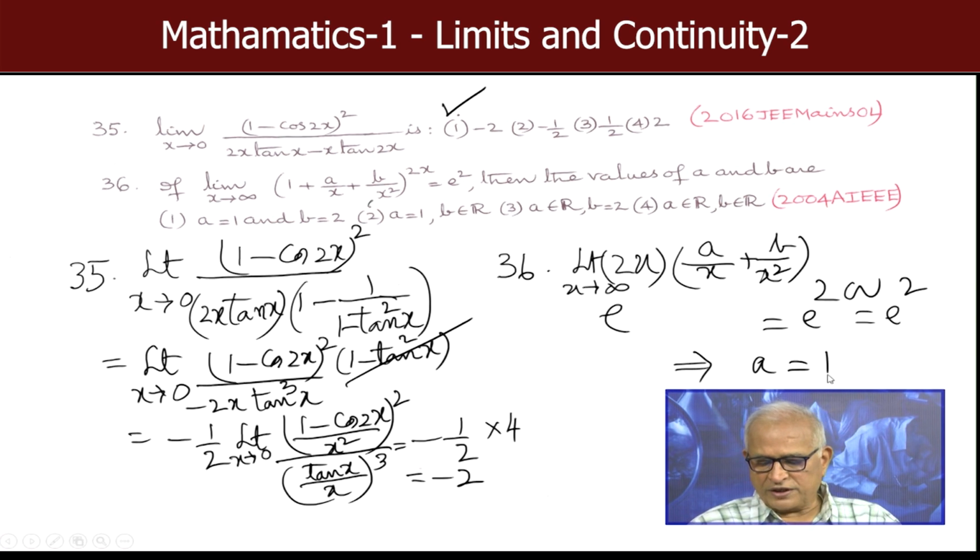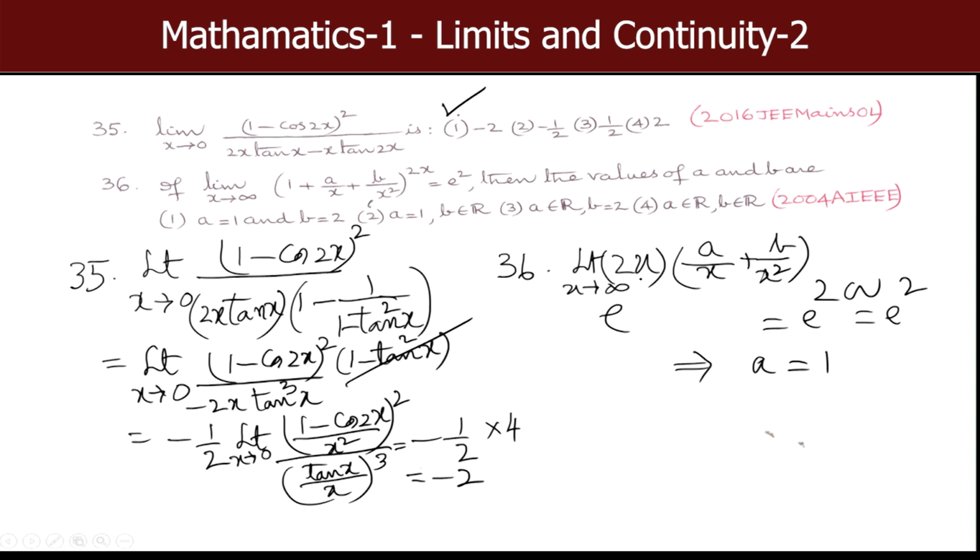So, there is no mention of b. For all values of b, the second term here, 2b by x, tends to 0. So, it does not matter what real value b takes; regardless of how you choose b, the given limit is e power 2a, which is equal to e square only for the value of a equal to 1. So, you can choose b arbitrarily, but a must be equal to 1. So, the answer is the second option.